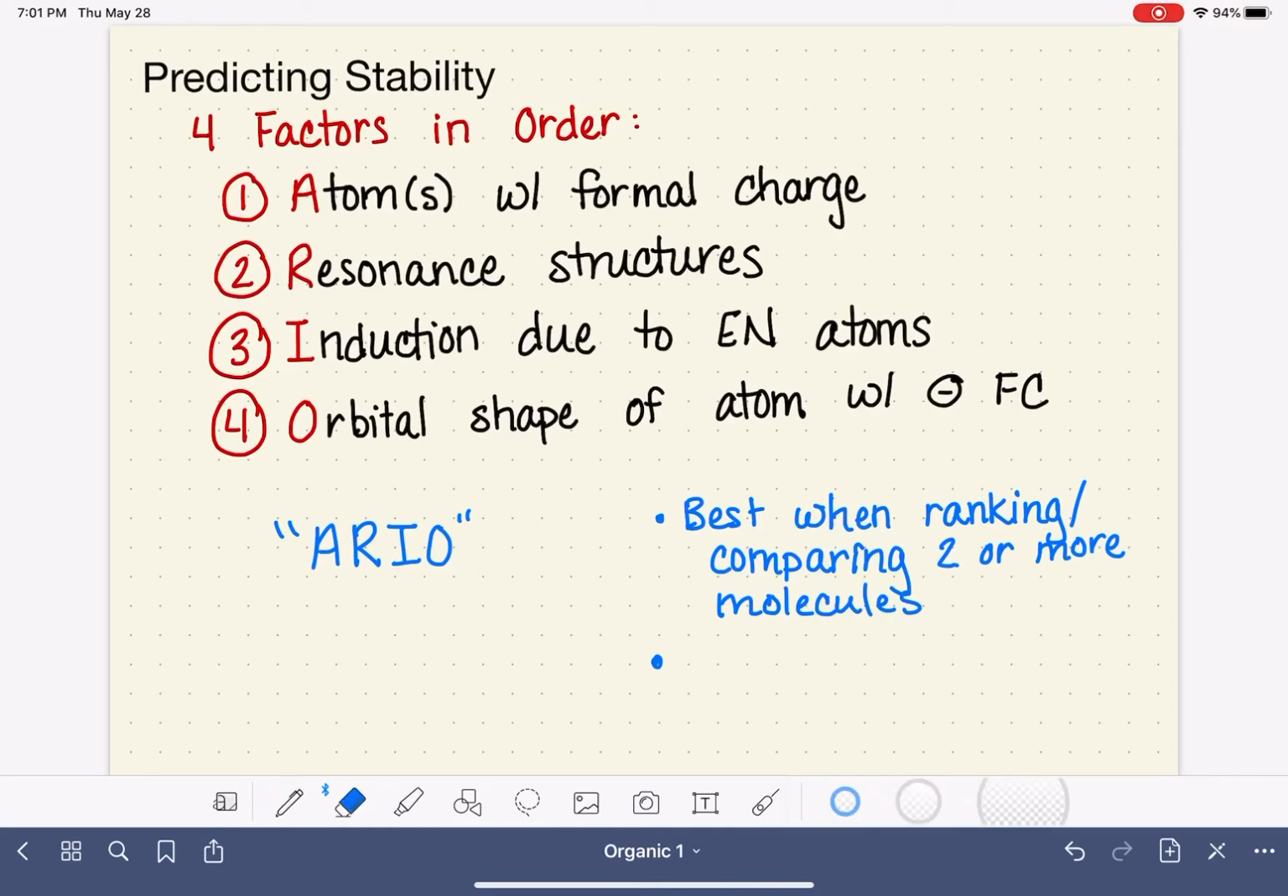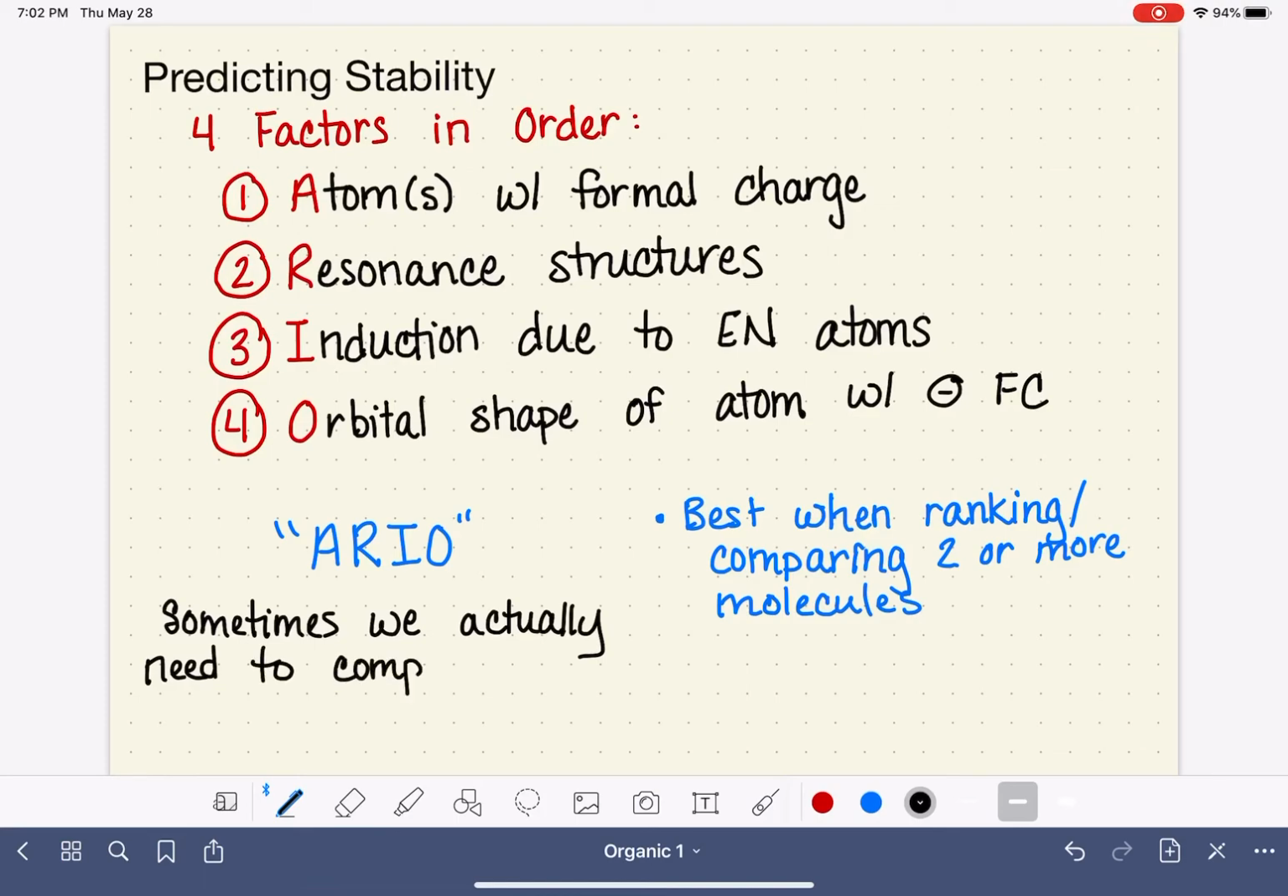And another condition when we're using ARIO is that sometimes when we're looking at the stability of molecules, we're comparing them, sometimes it's more helpful for us to actually compare and analyze not the molecules themselves, but their conjugate bases or their conjugate acids. We'll just say conjugate bases. So sometimes when we're doing this, we are going to actually compare not the molecules, but their conjugate bases. And less likely, maybe we would be comparing conjugate acids.